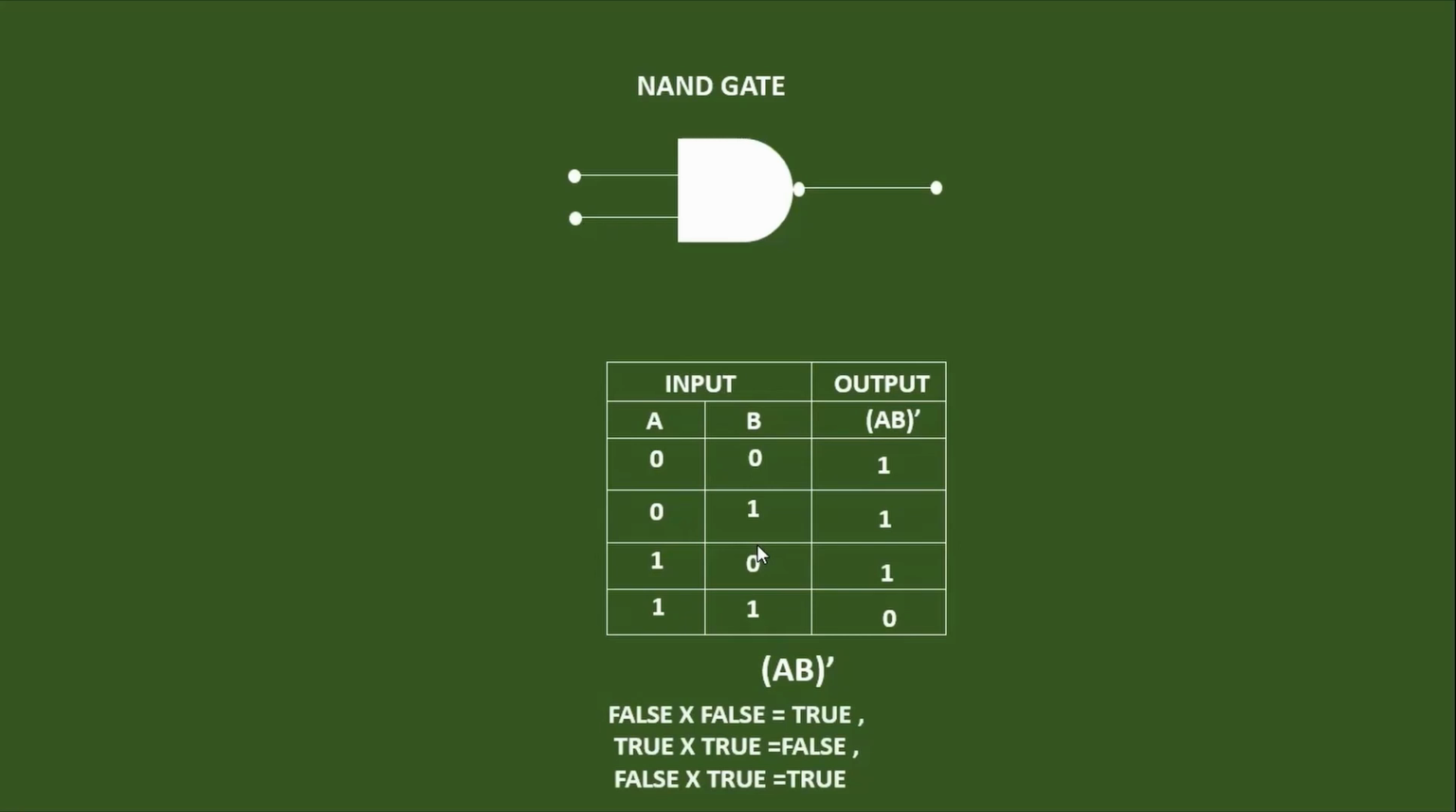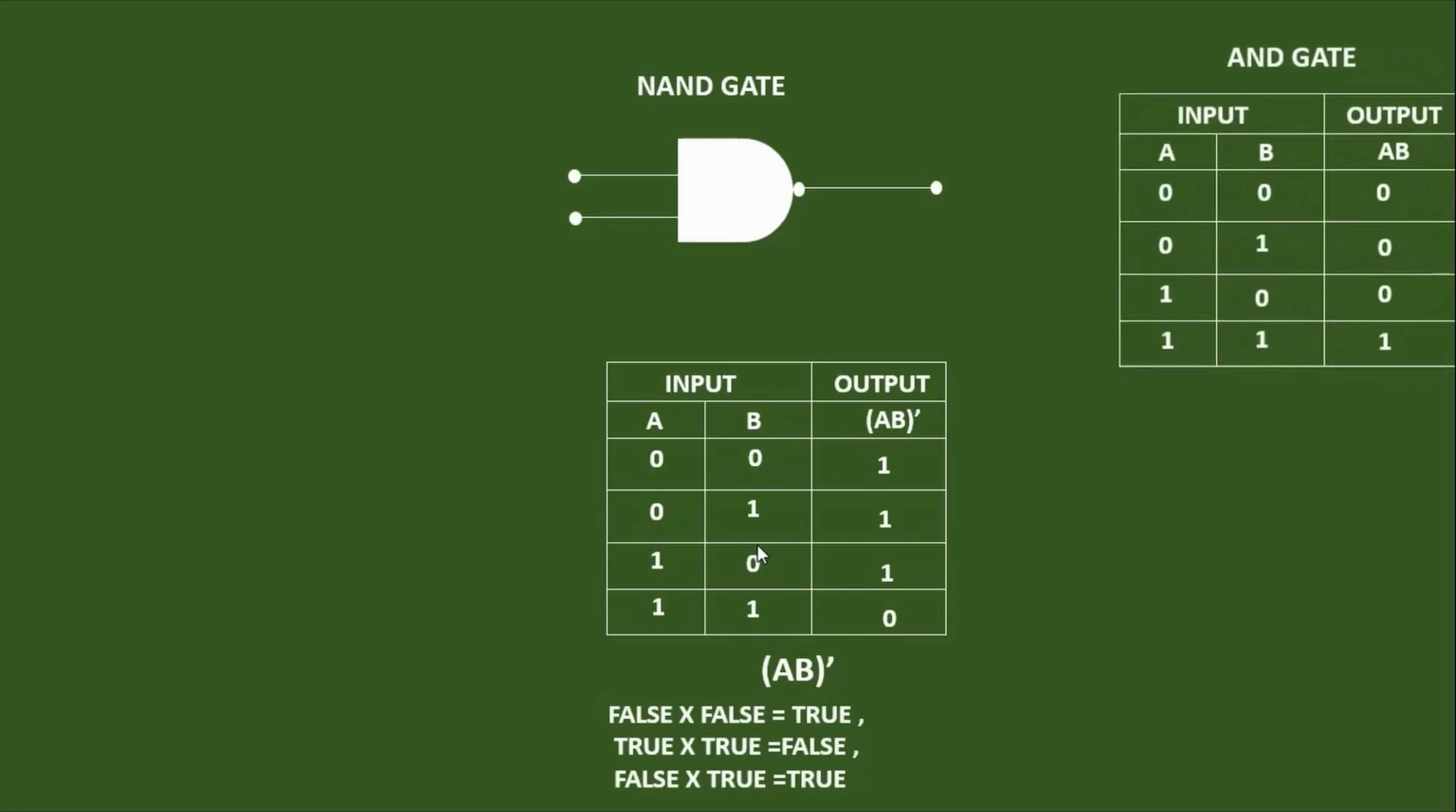Here, as we know, 0 is a false value and 1 is a true value. 0 into 0 is true value, that is false into false, true value. 0 into 1, false into true, true value. And 1 into 0, true value, that is true into false, true value. And 1 into 1, true into true, is a false value. This criteria I have already discussed, as given below.